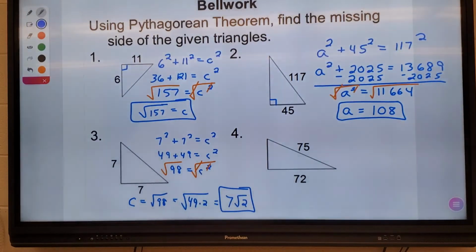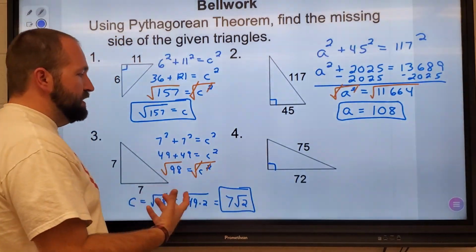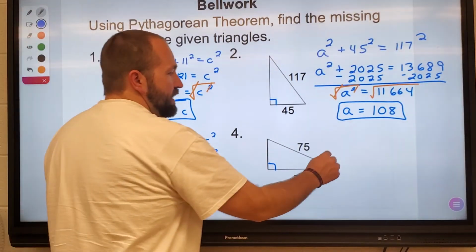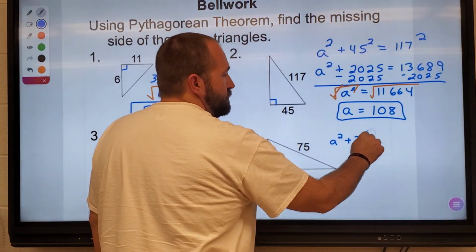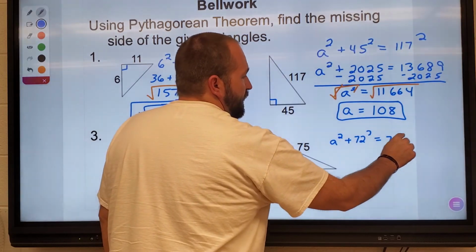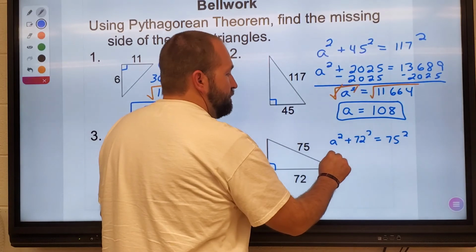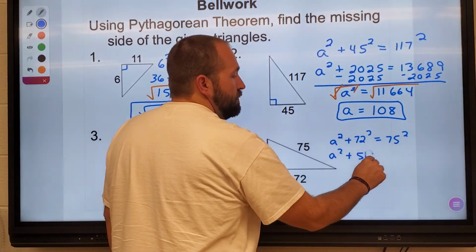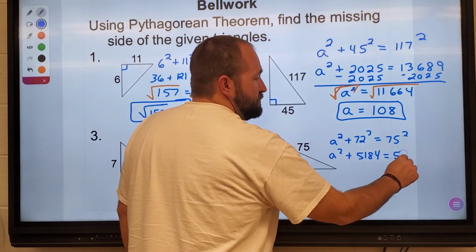On number 4, again, I have a C value. I don't have this other letter. It can be A or B. Again, for the same purposes as number 2, I'm going to go ahead and stick that with an A. So I have A squared plus 72 squared equals 75 squared. If I take 72 squared, I get 5,184. If I take 75 squared, I get 5,625.